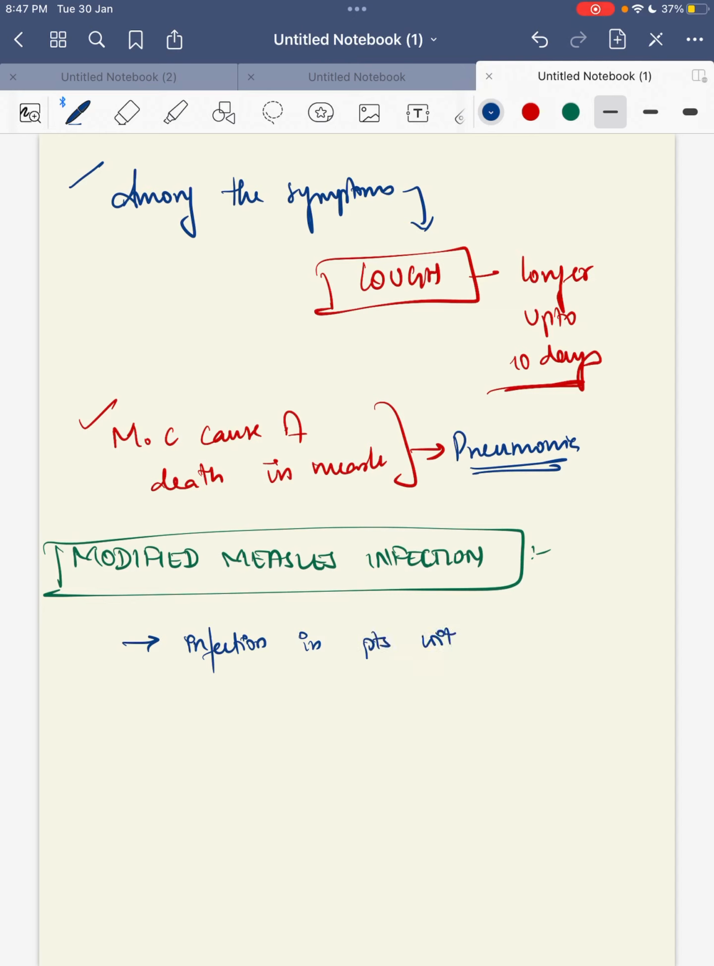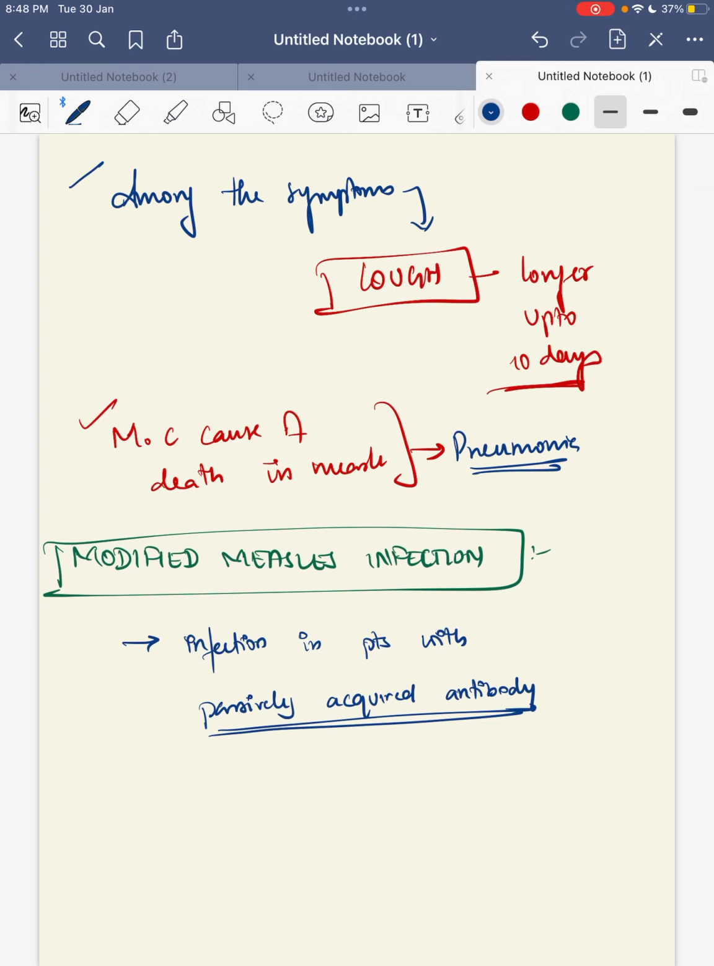That is, infection in patients with passively acquired antibody. Okay, that is called modified measles infection. This one you have to remember. Okay, this is about measles infection.